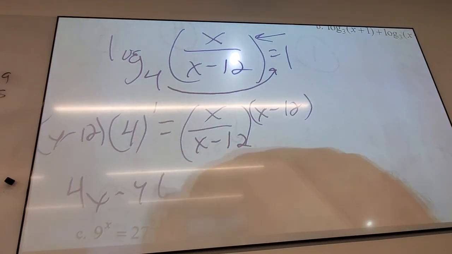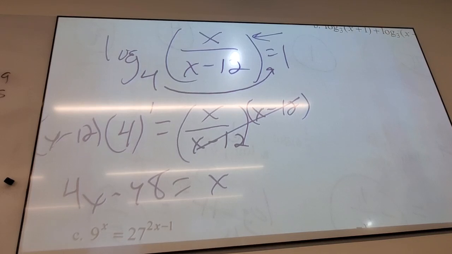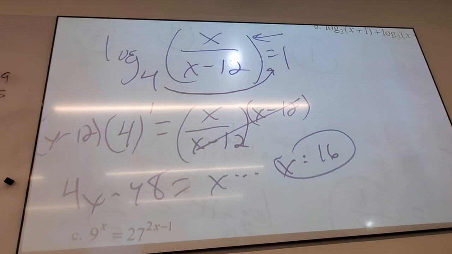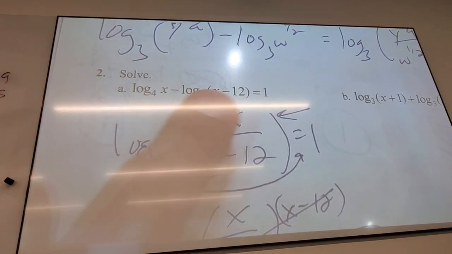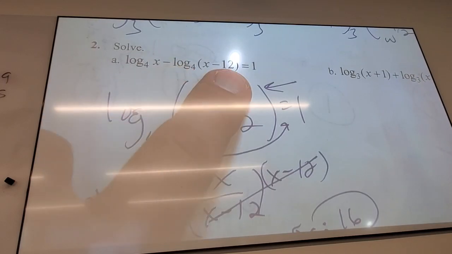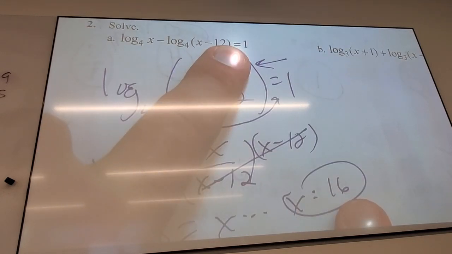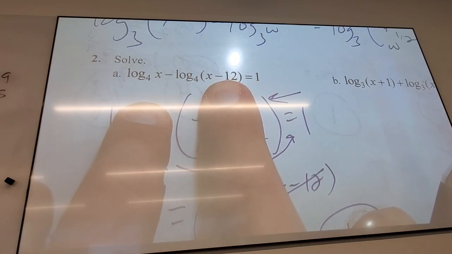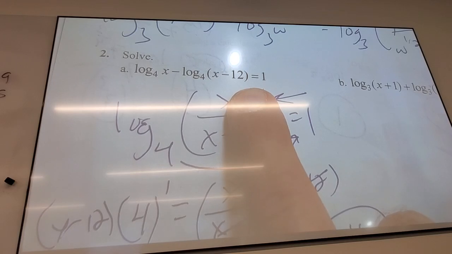you get 4x minus 48 equals x. If I do this, I'll eventually get x equals 16. You guys will get there. Is 16 okay? Does that freak anybody out? I mean, not you guys, but I mean in the equation. Does 16 freak anybody out? Do I end up with a negative input if I put a 16 in? If I put a 16 in, this is positive 16, and this input is positive 4. So nobody freaks out. I don't get 0, and I don't get a negative, right?